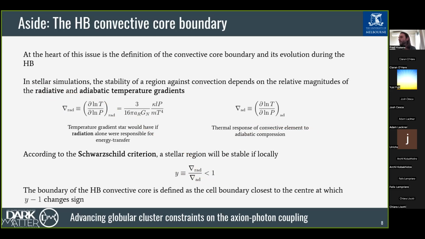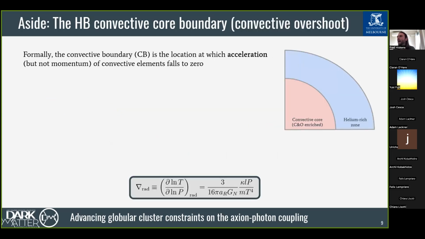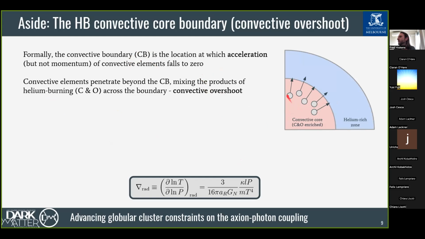That's relatively straightforward, but as I've been hinting at, the evolution of this boundary suffers from an intriguing problem. Formally, the convective boundary is defined at the location at which acceleration of convective elements falls to 0, but not necessarily their momentum. What this means is that convective elements, here shown as these little gray circles, can penetrate beyond the convective boundary and mix the products of helium burning, i.e. carbon and oxygen, across that boundary. This is that phenomenon of convective overshoot I was mentioning earlier.